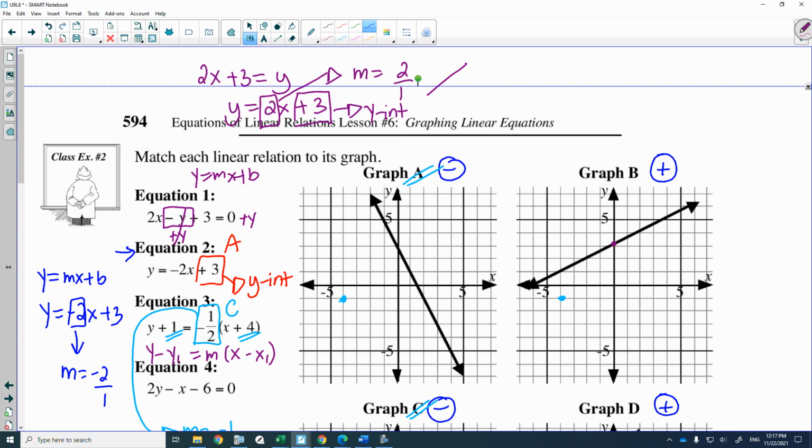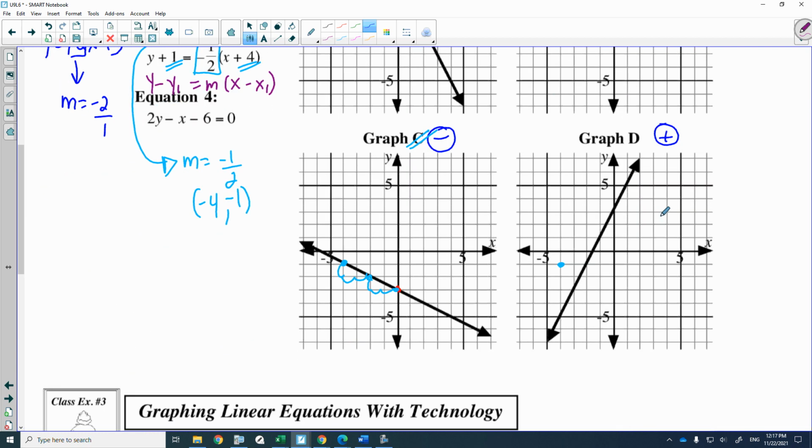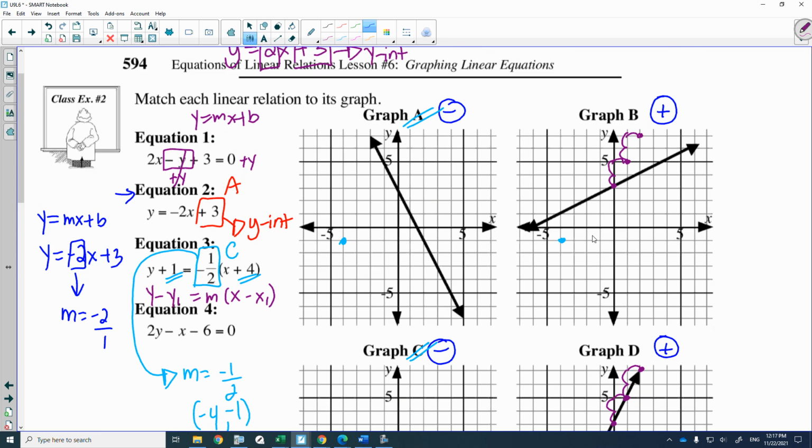So from here, if I went up 2 and over 1, I'm not on the line. If I go up 2 over 1, I'm not on the line. Look at D. From here, go up 2 over 1, you're back on the line. Up 2 over 1, you're back on the line. So that would be D. Equation 1 is going to be D.